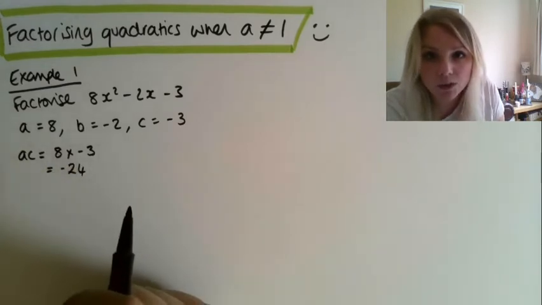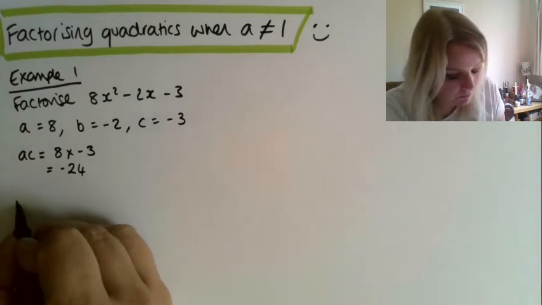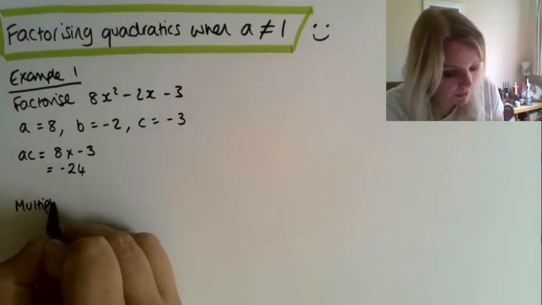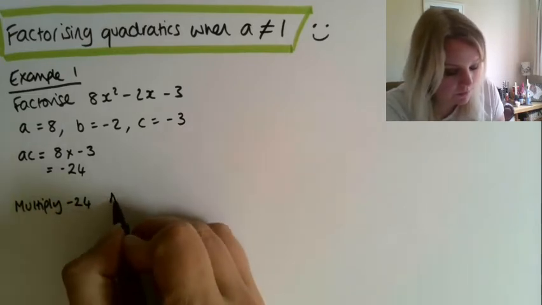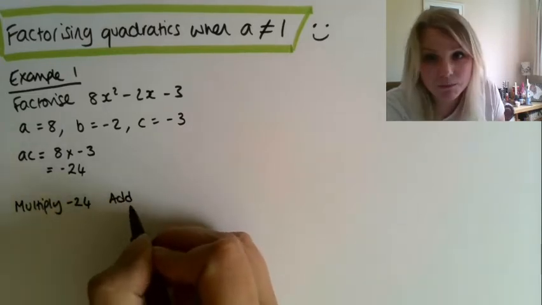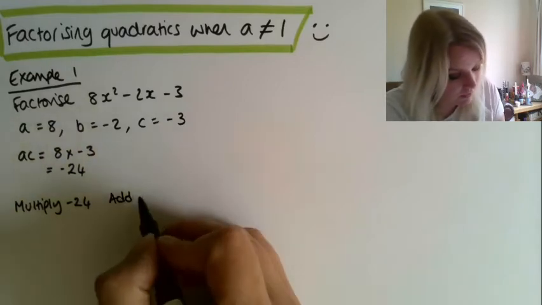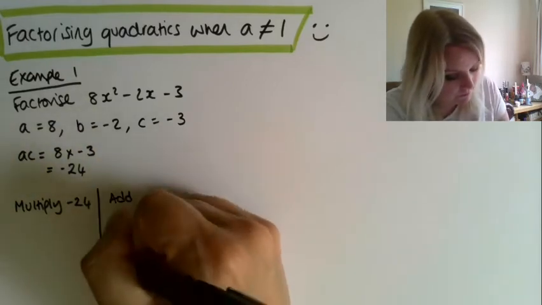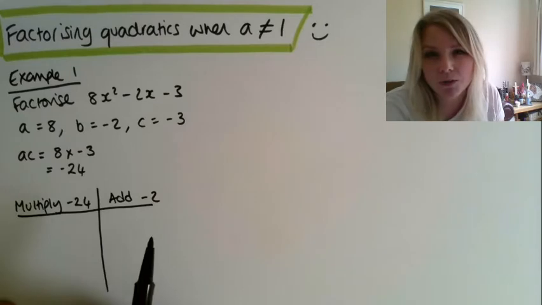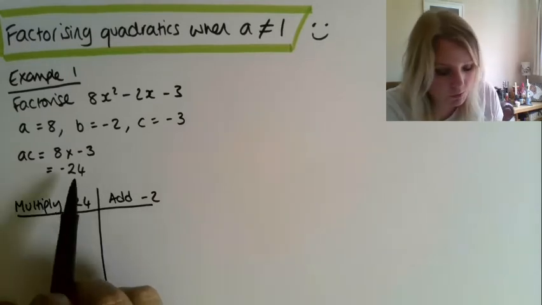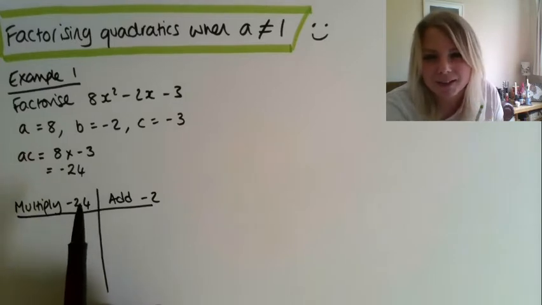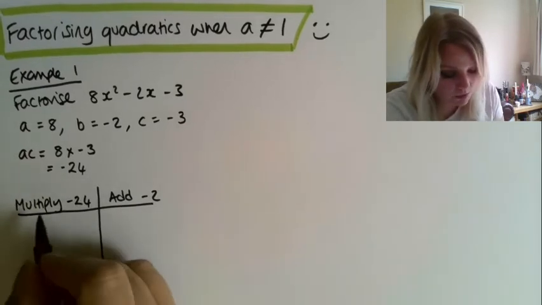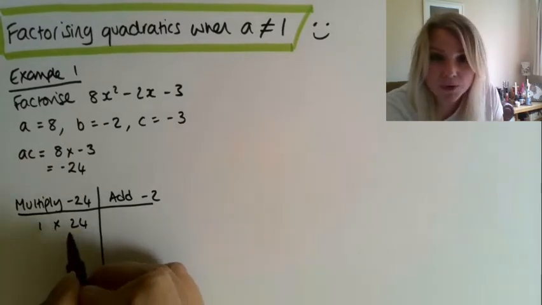And then we do out our little table. We're looking for numbers that multiply to give us the AC value, which is minus 24, and add to give us the b value, which is minus 2. I'm going to work through the factors of 24 here, and then we'll think about the minus signs afterwards. So 1 multiplied by 24 will give us positive 24.